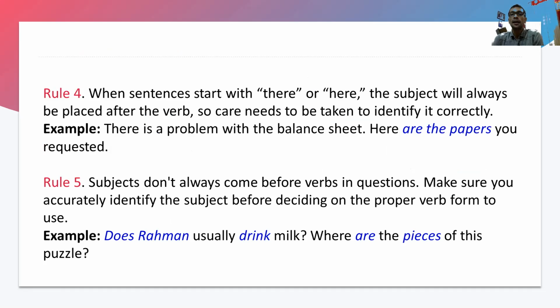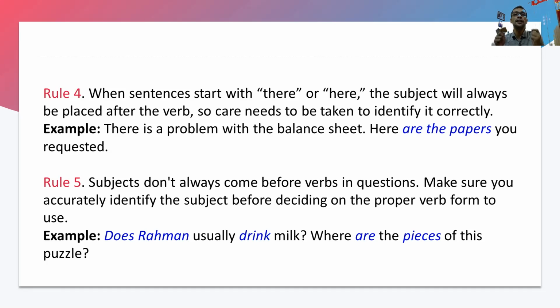Rule number 5. Subjects don't always come before verbs in question. Make sure you accurately identify the subject before deciding on the proper verb form to use. For example, does Rahman usually drink milk? Where are the pieces of this puzzle?